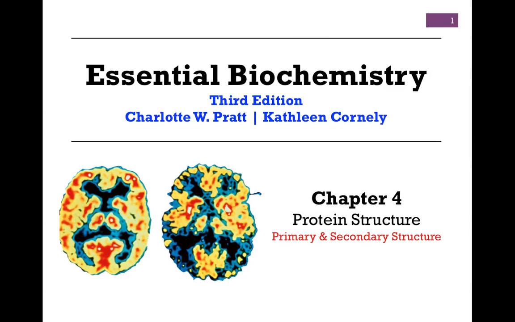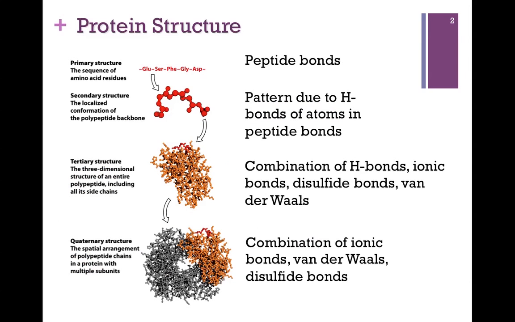Continuing our lessons on protein structure in Chapter 4, in this lesson we want to look at primary and secondary structure of proteins. Let's do a brief overview of protein structure. We find there are at least three and possibly four levels of protein structure. The first, or primary structure, is simply the sequence of amino acids. And of course, these are joined together by peptide bonds, very strong covalent bonds.